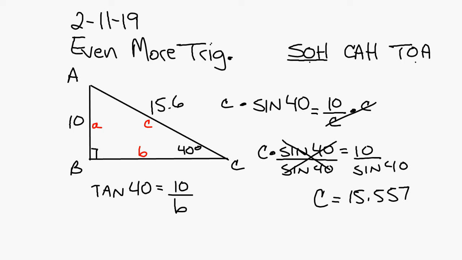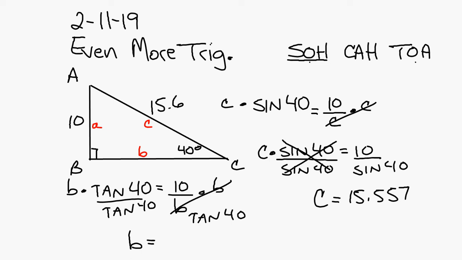So if you multiply both sides by b, you're going to divide by tan 40. And your b is going to be equal to 10 divided by tan 40. 11.9? Very good. 11.9. So this third side is 11.9.